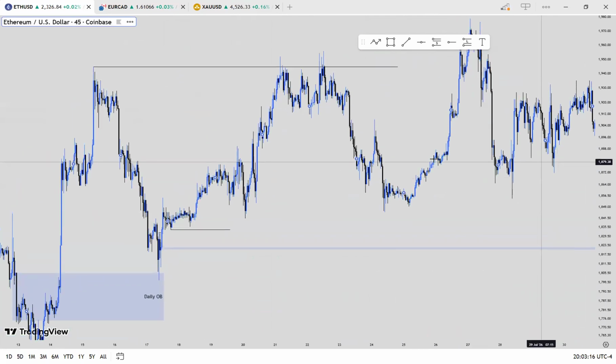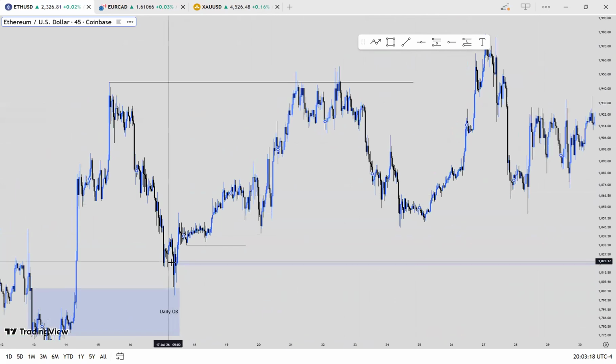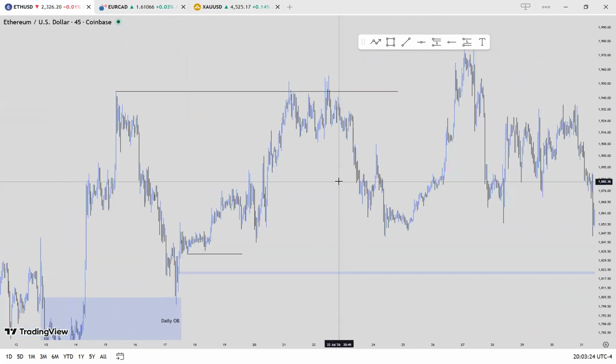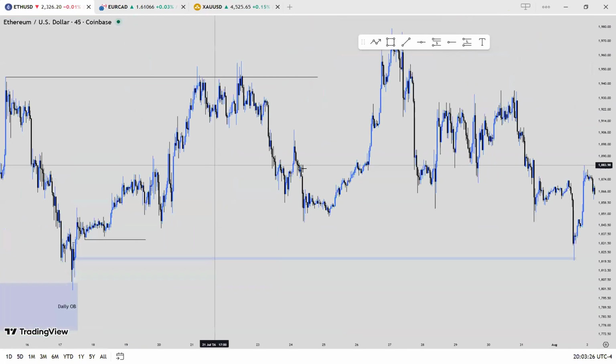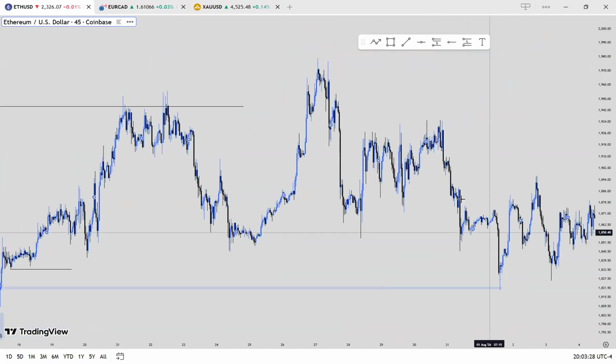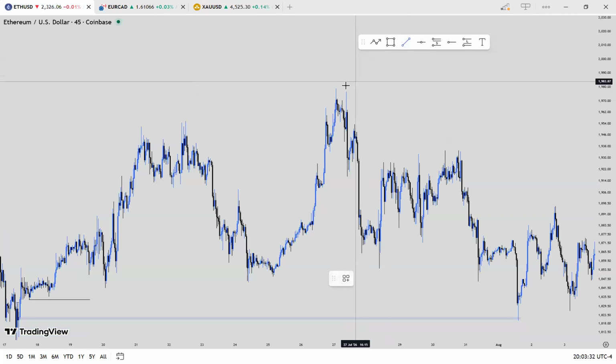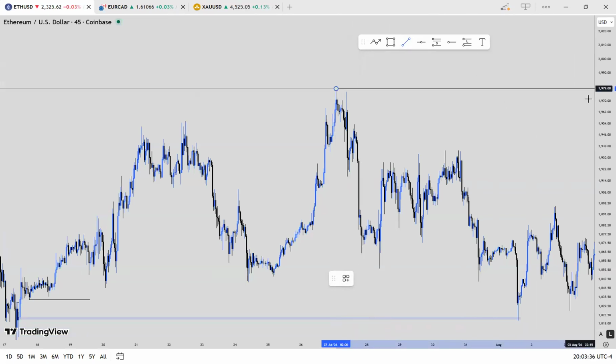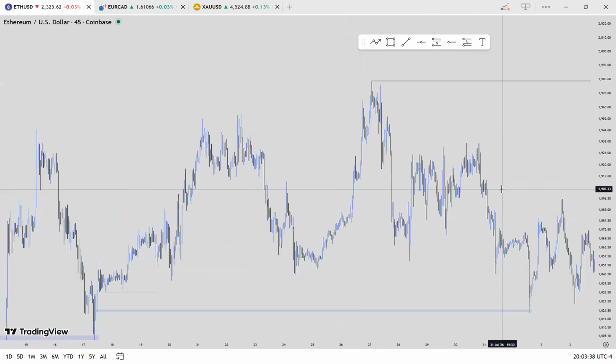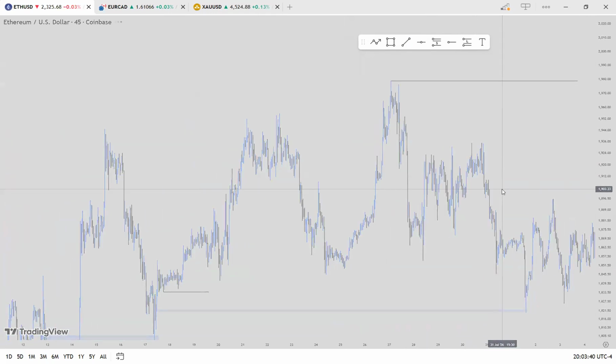Now, why did the price pull back? Because price said that there was an unmitigated structure around here. So that was why price did sweep out liquidity and pull back down here. Now my next target again will be this high. Are you following? My next target now will be this high. Now just look at what they did.